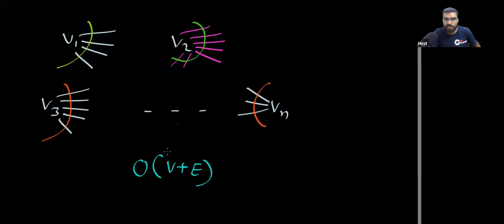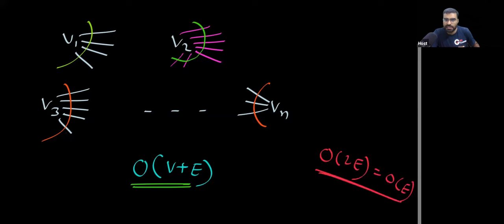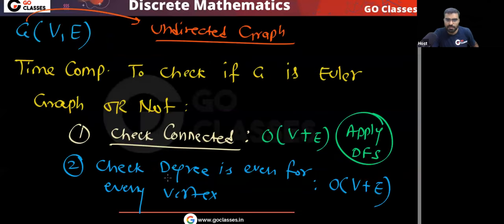This is the time you will take. So overall, I can say order of V plus E. Remember this point: order of 2E is the same as order of E. So overall, this is the time you will take, order of V plus E. So here also, order of V plus E.